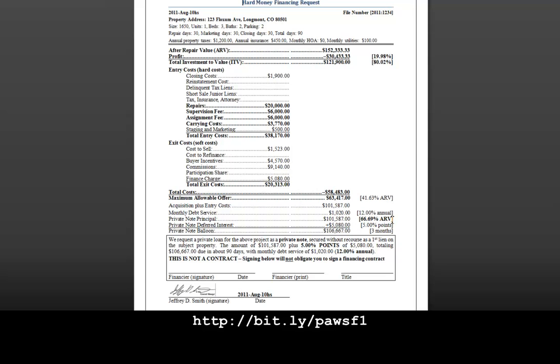We also show that the total amount that we're borrowing is 66.69% ARV. That's close enough to the 65% ARV that if we wanted to, we could reduce the assignment fee and the supervision fee to get this number down below 65%. We're also offering 5% of the loan amount as points rolled into the private note.